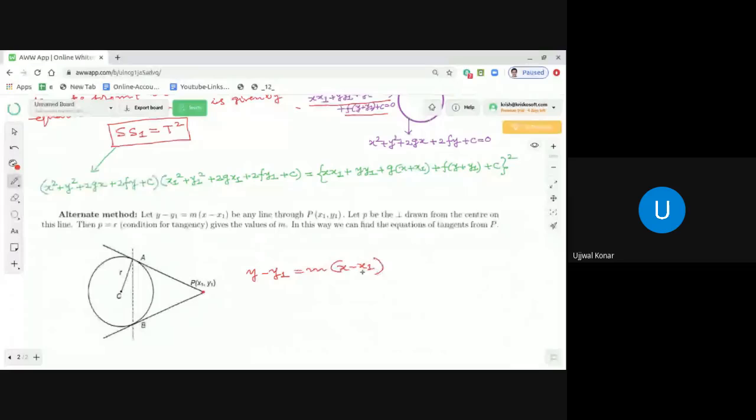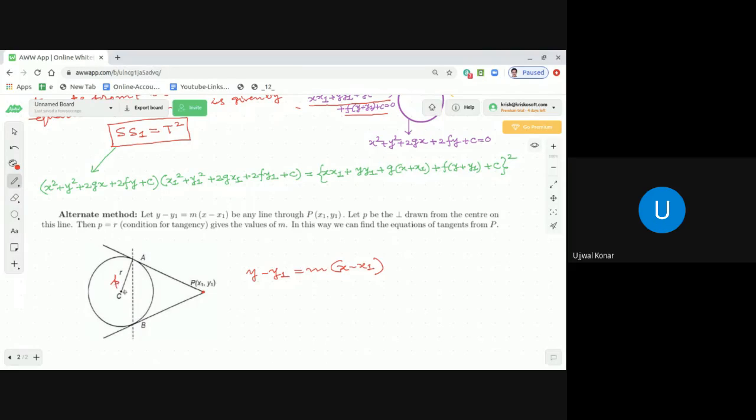Now, m is unknown, but how can we find m? Now, from the center of the circle, let's draw a perpendicular. We know how to draw it and the length of the perpendicular. We learned from the straight line discussion the length of the perpendicular from a given point to a given straight line. Here the point is given, that is the center, minus g comma minus f. And what is the straight line? y minus y1 equal to m into x minus x1. So you compute the length of that perpendicular as p.